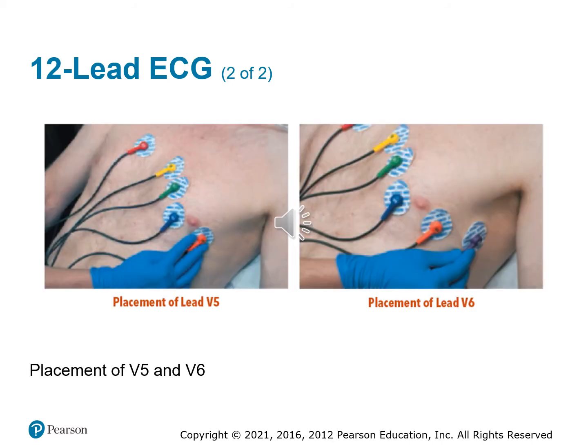In these images, I want you to begin counting from left to right. So lead 1 is the red lead that you see on the right side of the patient's sternum. Lead 2 is the yellow lead. Lead 4 actually gets placed next. And remember, this is not nipple line, this is mid-clavicular line.